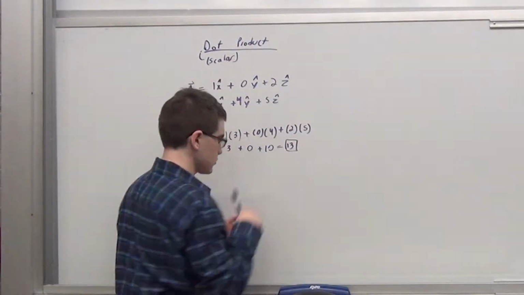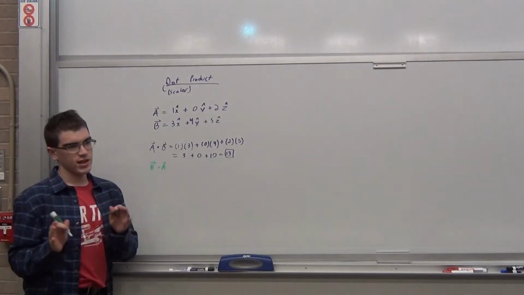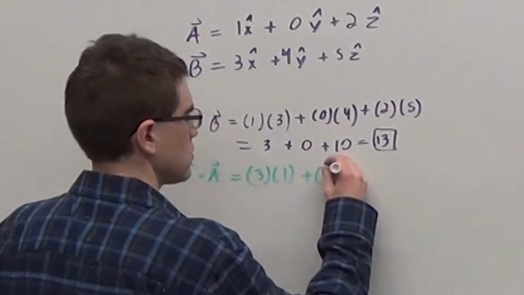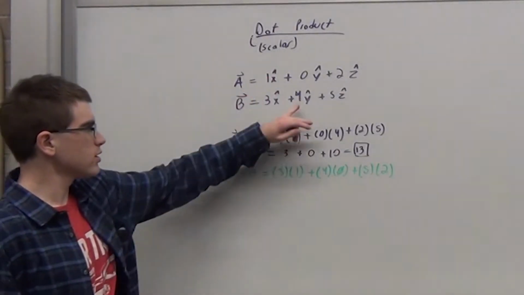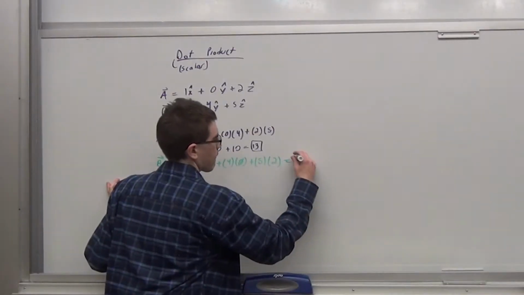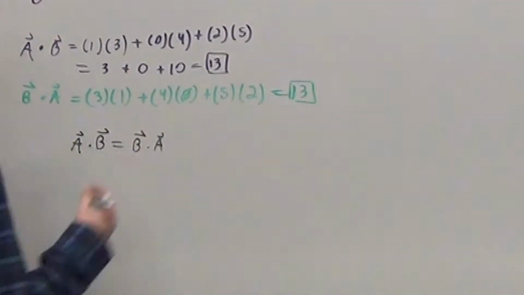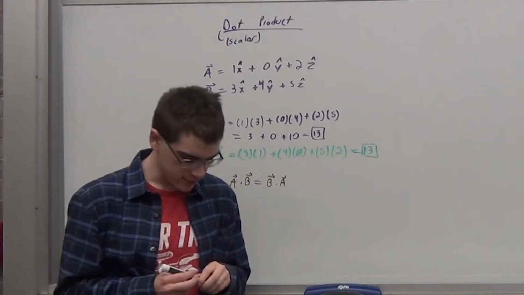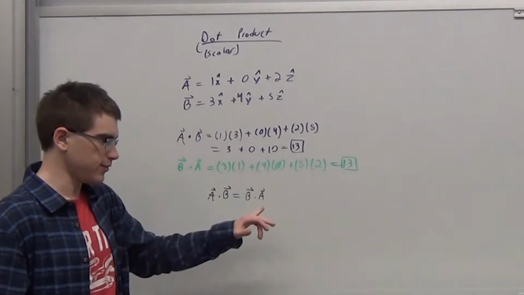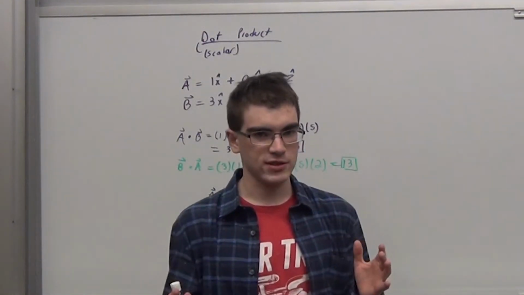I might also add, if you're curious, if I was to take B dot A and multiply the components, it would look like 3 times 1 plus 4 times 0 plus 5 times 2. And what do you know? It's the same thing. So we can say that A dot B equals B dot A. And hence the name of this being a scalar product is because we start with two vectors and we end with just a scalar. There's no more vector or direction here. We just get a magnitude.